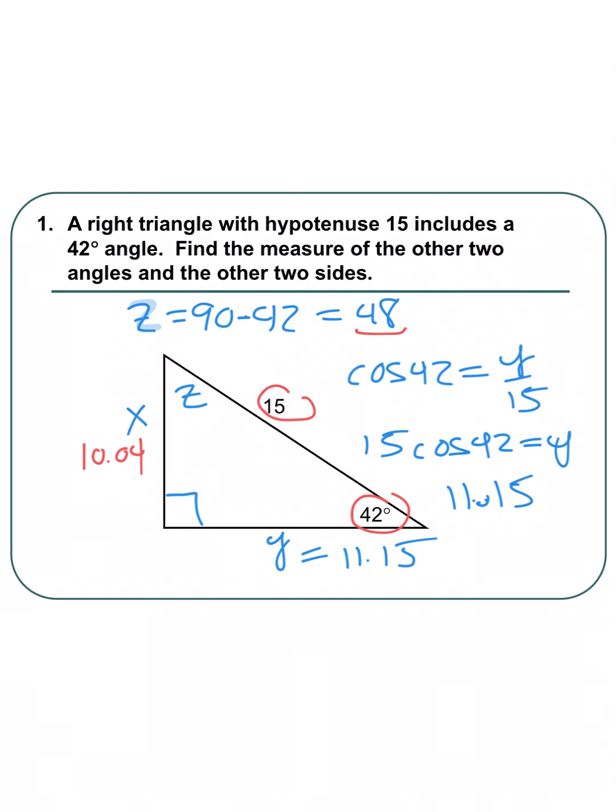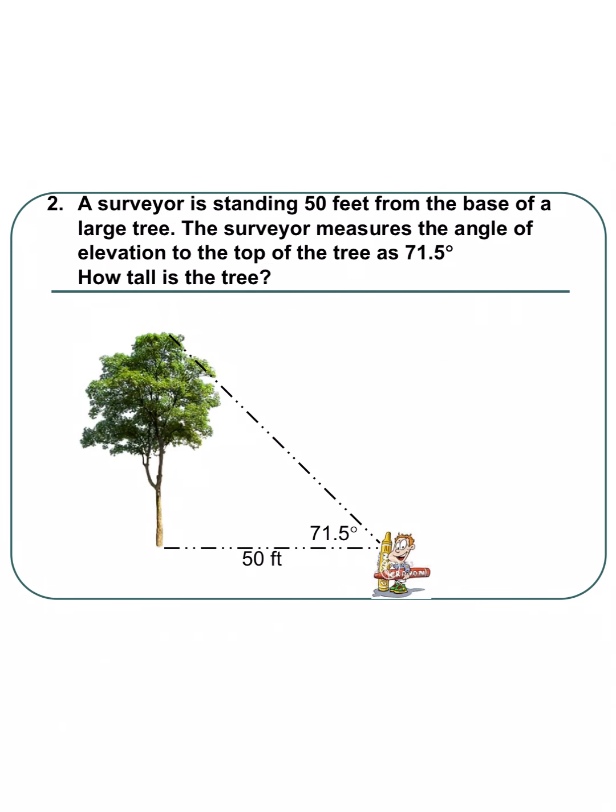And one thing we can do to double check here, my angle Z was 48 degrees, which is bigger than 42, which means the side opposite should also be bigger than the side opposite of 42 degrees. So since Z is bigger than 42, Y should be bigger than X, and that definitely happened, so I know at least that checks out. My answers are probably right.